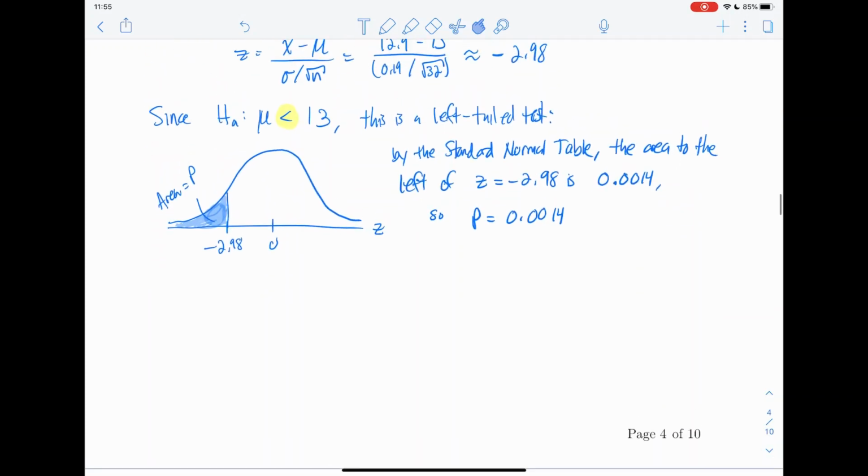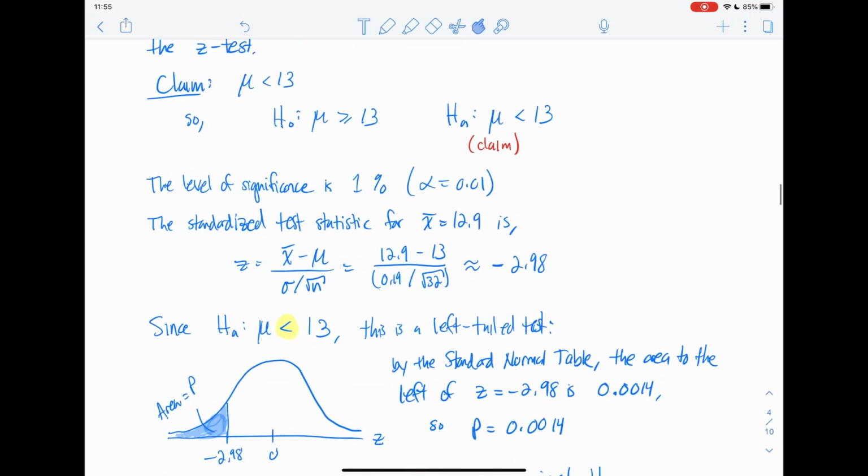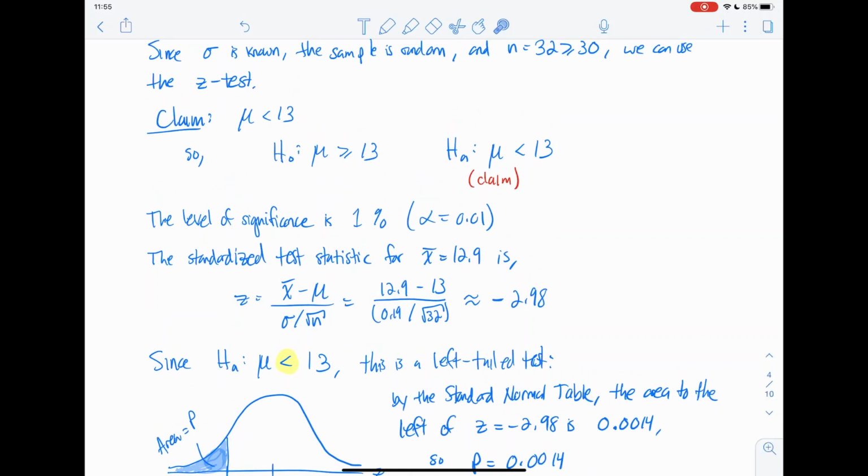Now comes the question of, since we have our p-value, we compare it to our level of significance, and we say that since our p-value, which is 0.0014, is in fact less than the level of significance 0.01, the conclusion is that we reject the null hypothesis H0. That is, we reject that the mu is greater than or equal to 13.